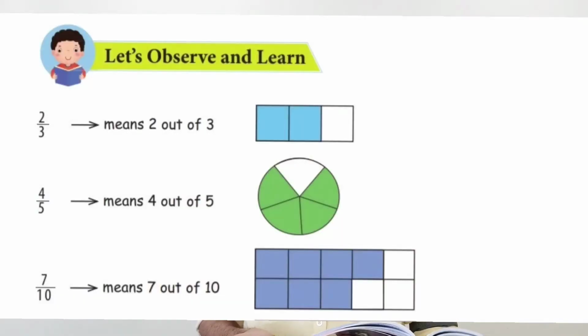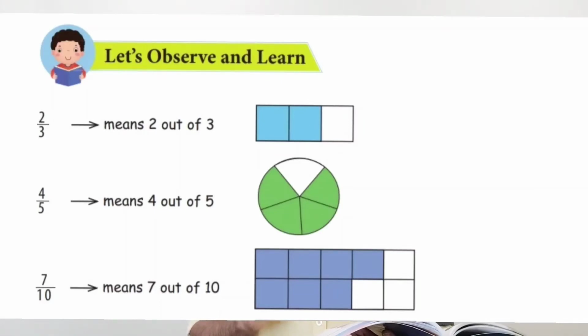Now let's observe and learn the following things. Have a look at it. 2 by 3 means 2 out of 3. You can see the 2 parts are shaded in blue. That means out of 3 parts, 2 are shaded in blue. The next one is 4 by 5 means 4 out of 5. You can see that out of 5 parts of the circle, 4 are shaded green.